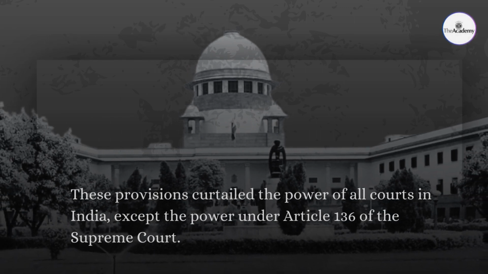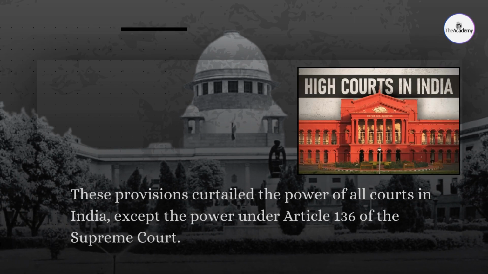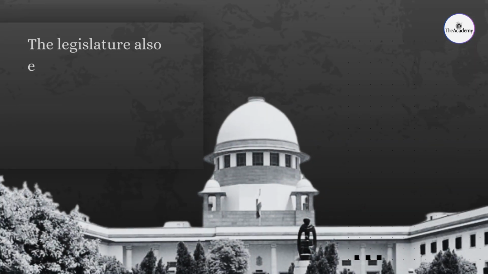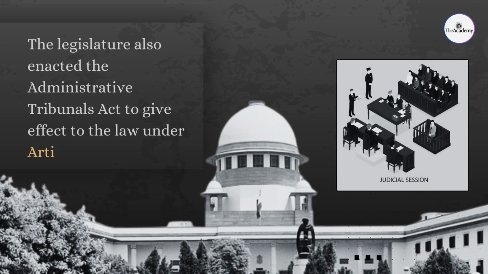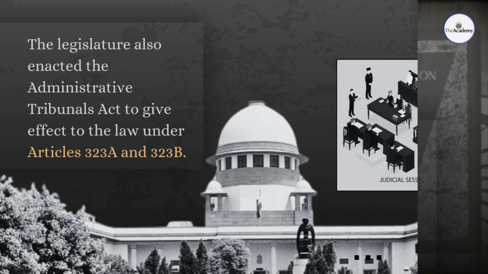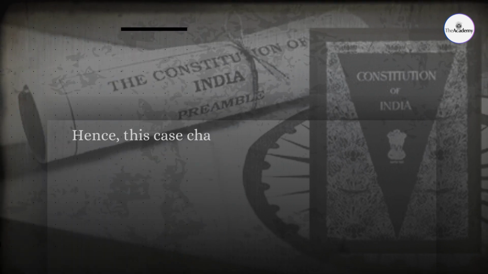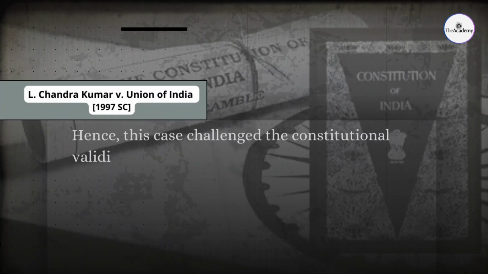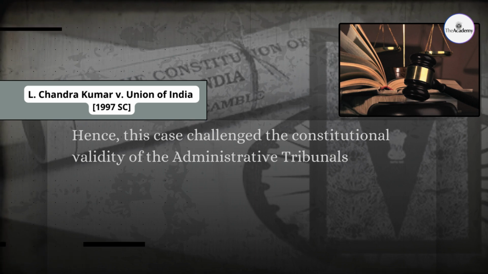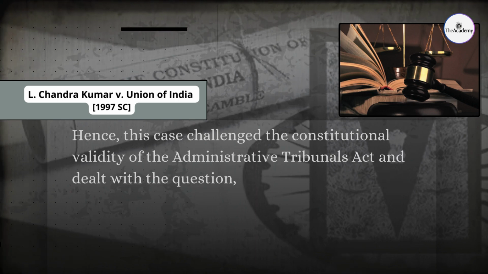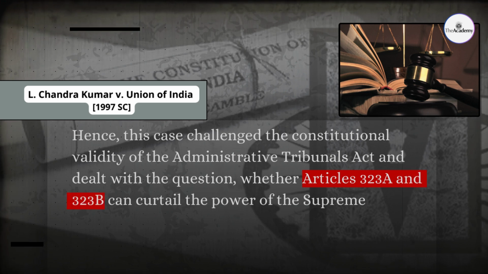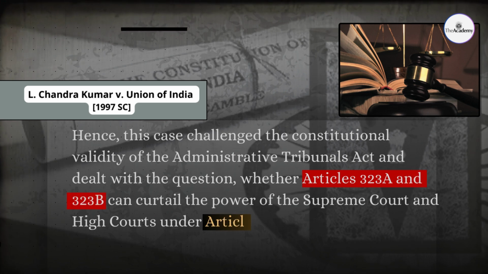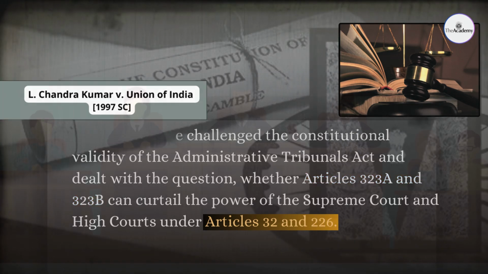These provisions curtailed the power of all courts in India except the power under Article 136 of the Supreme Court. The legislature also enacted the Administrative Tribunals Act to give effect to the law under Articles 323A and 323B. Hence, this case challenged the constitutional validity of the Administrative Tribunals Act and dealt with the question whether Articles 323A and 323B can curtail the power of the Supreme Court and High Courts under Article 32 and 226.